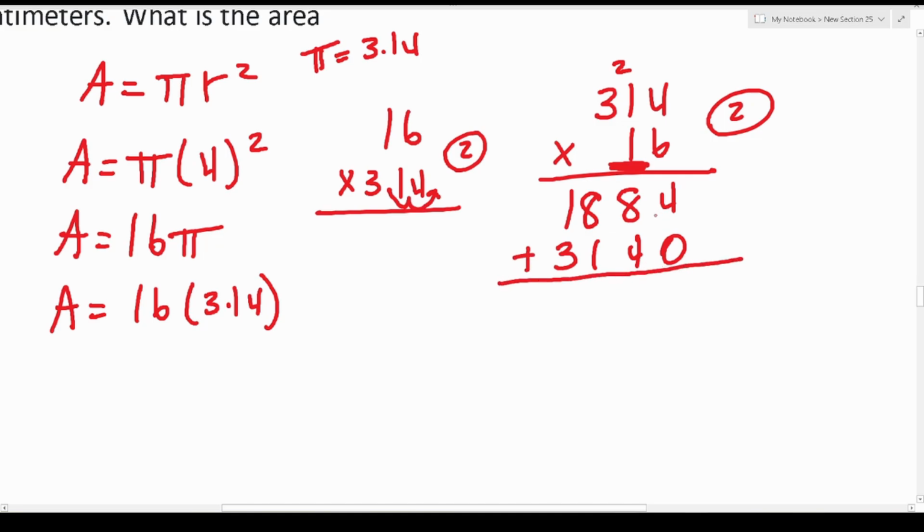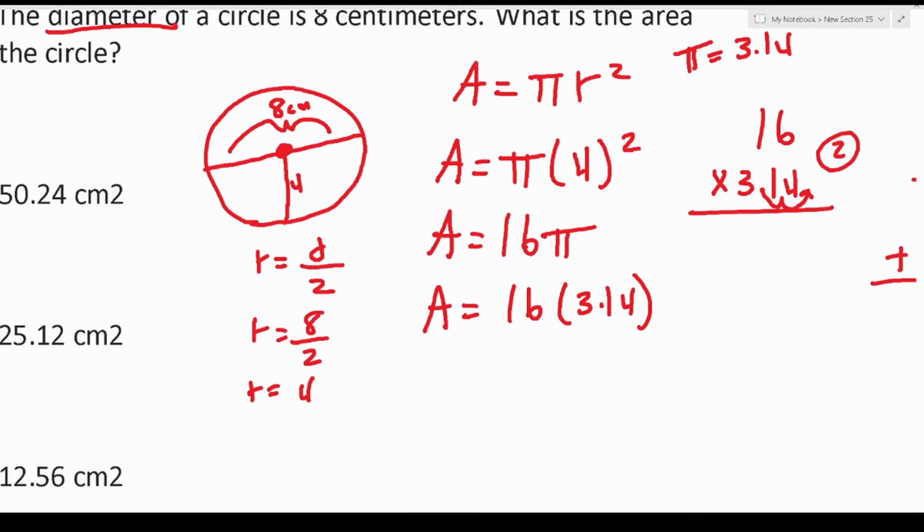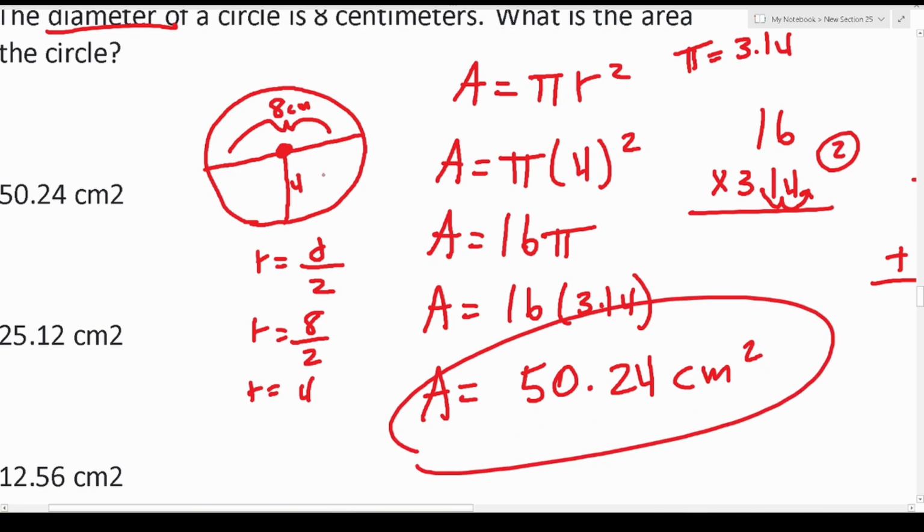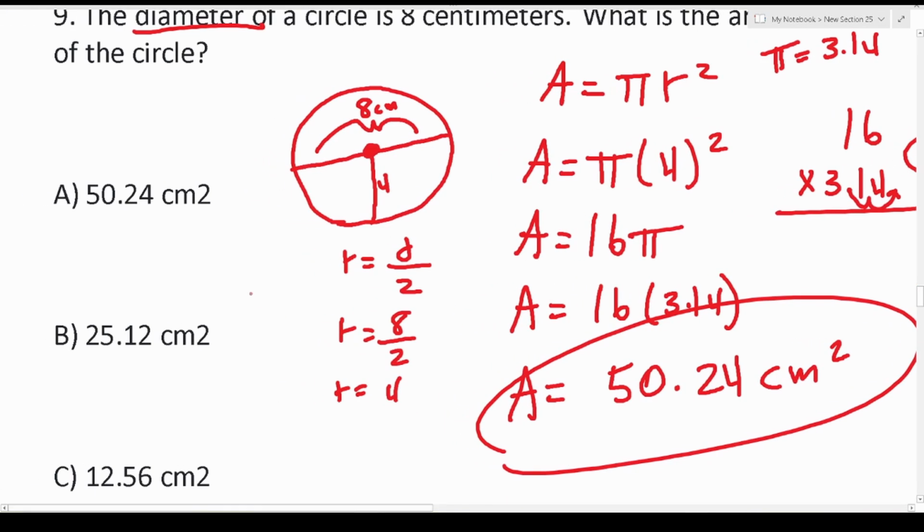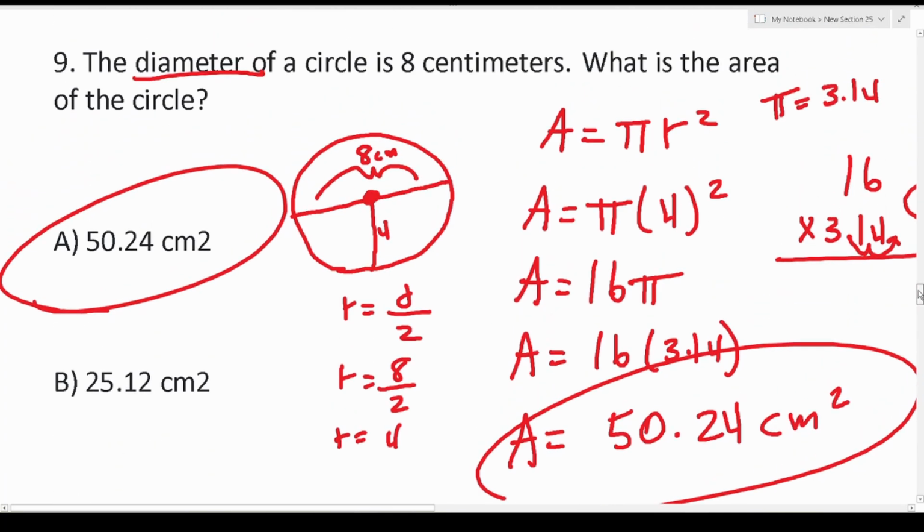All right, let's add these together. We have 0 plus 4, which is 4. 8 plus 4, that's 8, 9, 10, 11, 12. Carry a 1. 8 plus 1, 9 plus 1 is 10, carry a 1. 3 plus 1 is 4 plus 1 is 5. Bring our 2 decimals back in. 1, 2. So we can see the area of this circle is 50.24, and that's going to be centimeters squared. Again, squares always go with area, whereas cubes always go with volume. So this one is A, 50.24. All right, so that's that one.